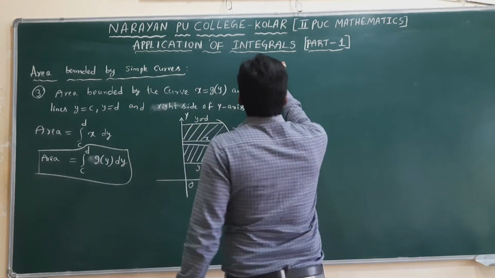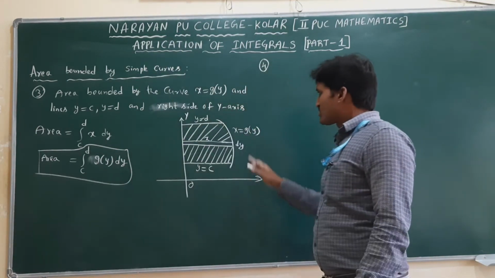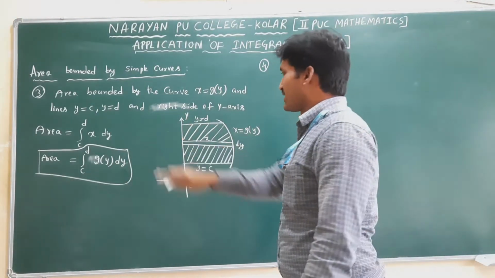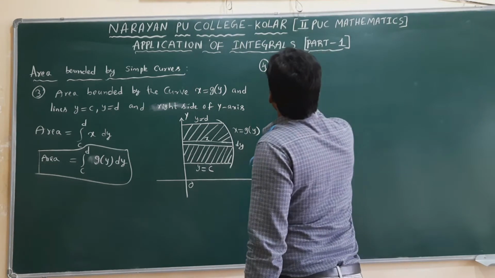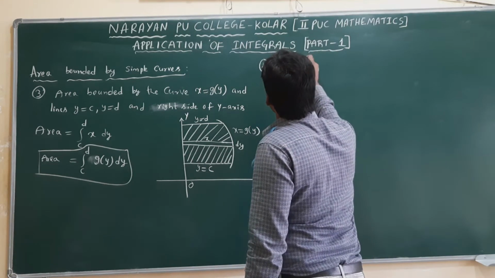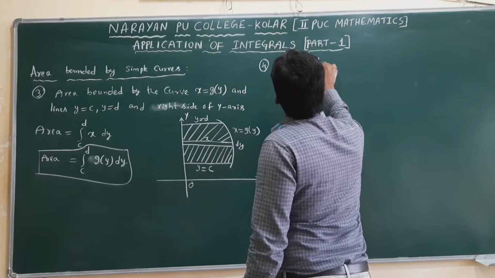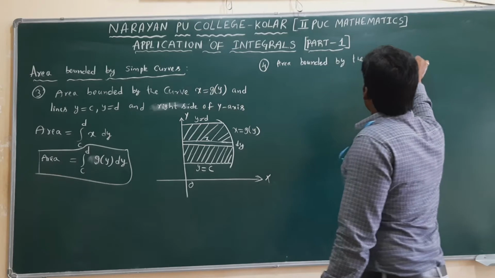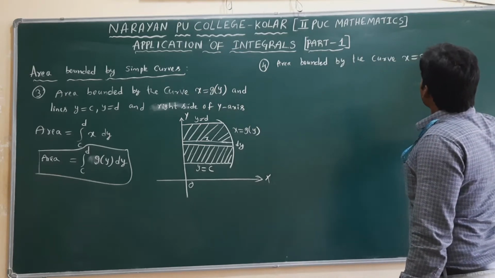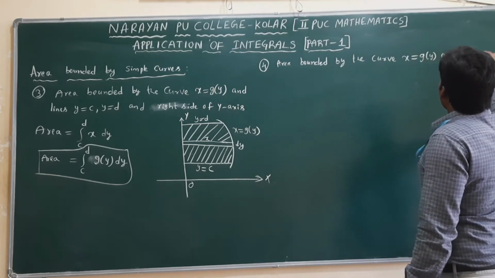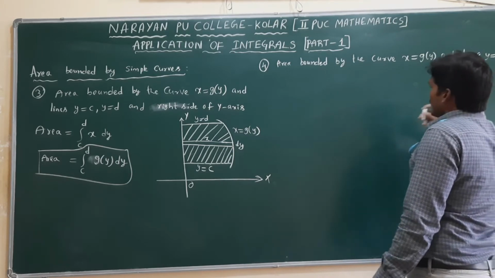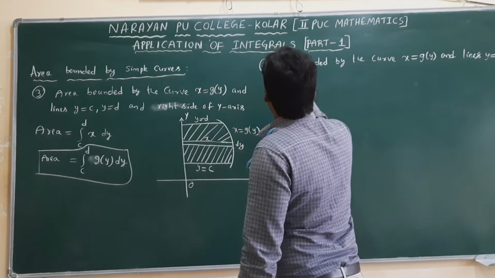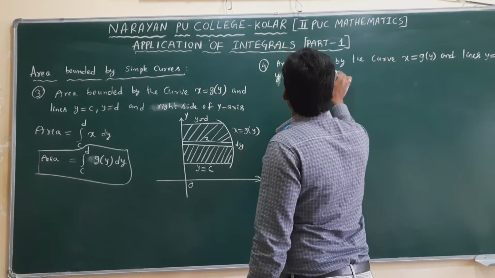Next, fourth type. When the region is here, this is clearly a positive function greater than 0. On the left side it becomes a negative value. In that case, the area bounded by the curve x equal to g of y and lines y equal to c, y equal to d, and the left side of the x-axis.